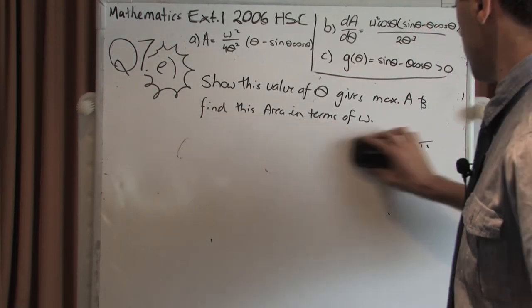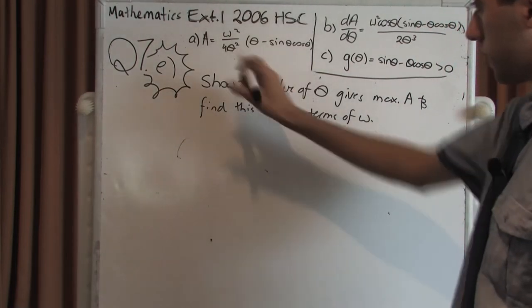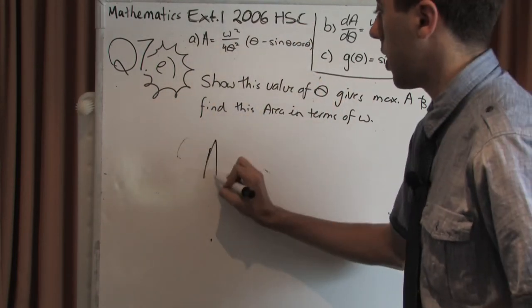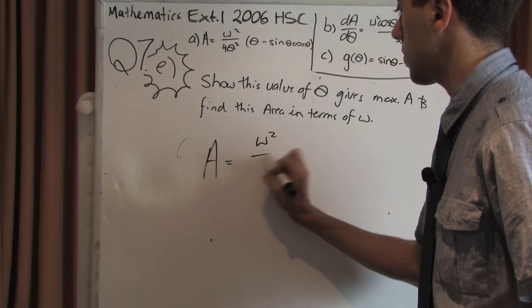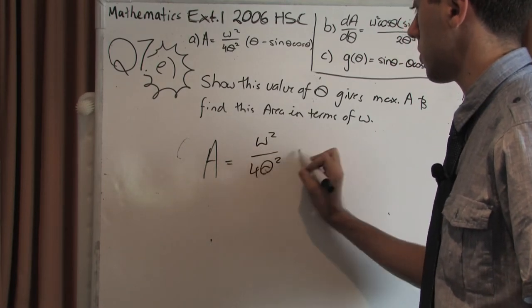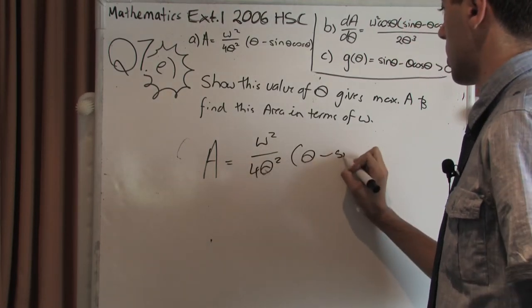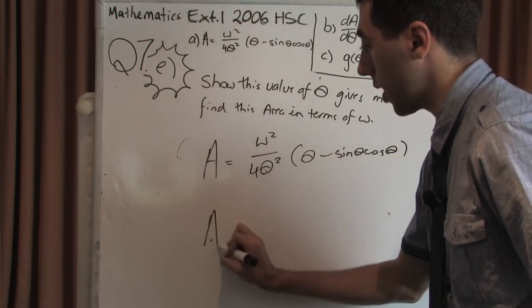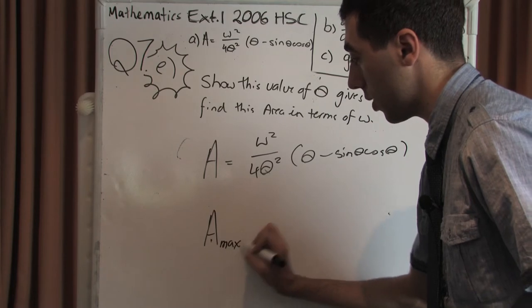The final thing to do now is we just have to substitute theta equals pi on 2 into our area equation to show what the maximum area is. From parts A and B we now have the formula for area is given by W squared over 4 theta squared, outside of theta minus sine theta cos theta. I'll subscript A with max because this is now the maximum area.